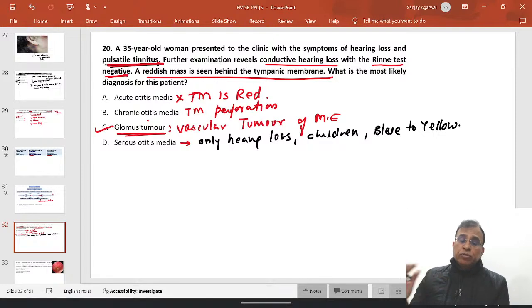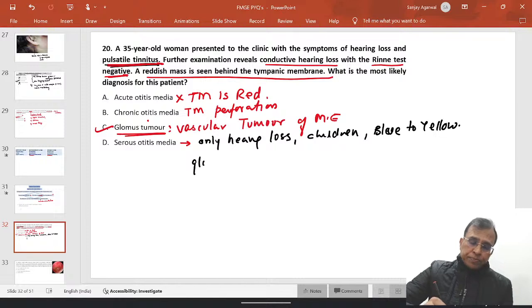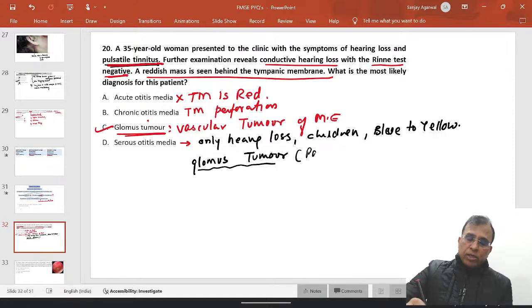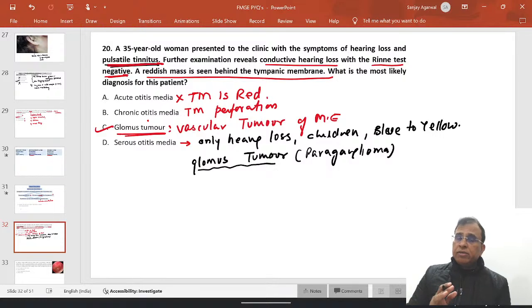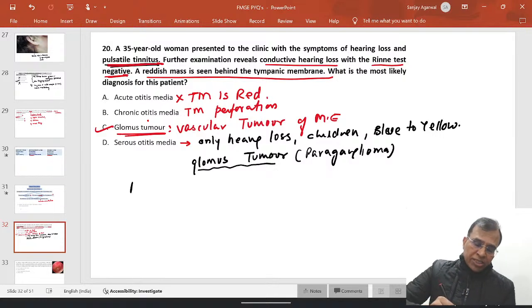In all of them, I've told you all the other important features. But in glomus tumor, you have to know 2 or 3 other points. It belongs to a group of tumors called paraganglioma. Remember this, they ask you what type of tumor is a glomus tumor? Paraganglioma. Presentation is already given: hearing loss and pulsatile tinnitus, and there are 4 signs.